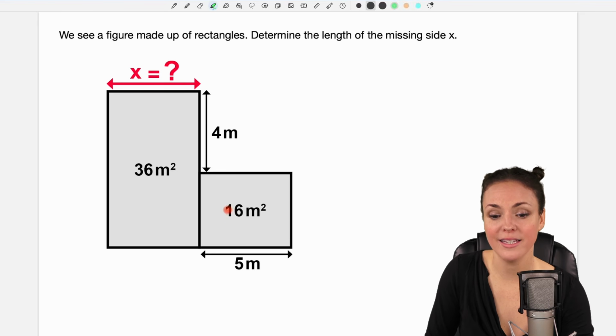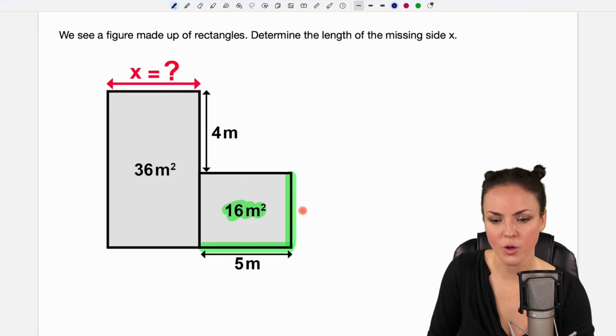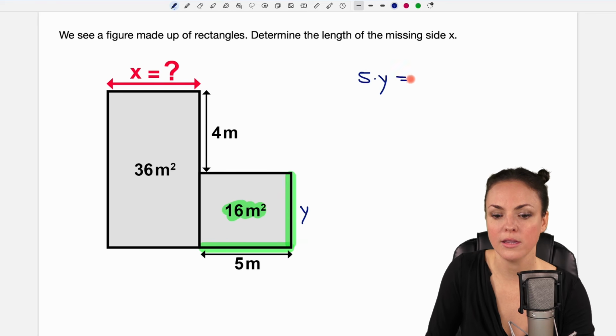Here we get the area and the length of one of the sides. With this information, we can find the length of the other side. I just call it y. And to find the area, we would do this side times this side. So 5 times y equals the area, so equals 16. We have one equation and we can solve it for y.